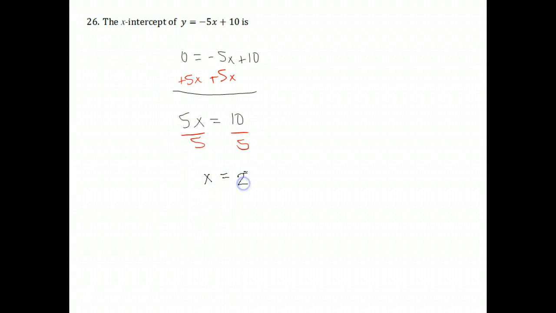So x equals 2. So we have to interpret this as an ordered pair. We chose 0 for y, and then we got x was 2. So remember, our ordered pairs come in the form of x comma y. So our x value is 2 and our y value is 0, and that would be our x-intercept, or where this graph, the graph of y equals negative 5x plus 10, crosses the x-axis.